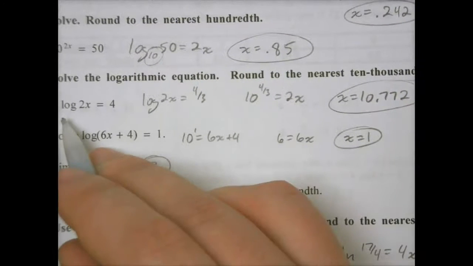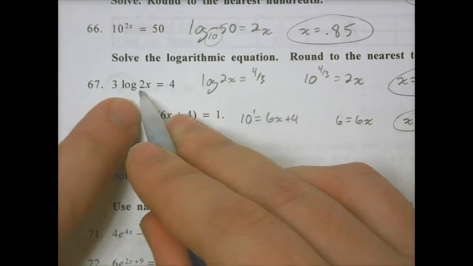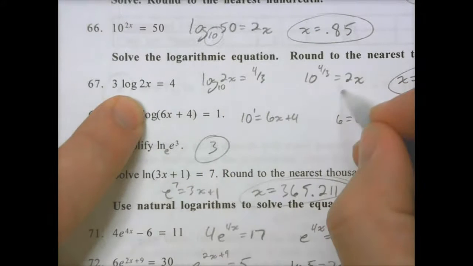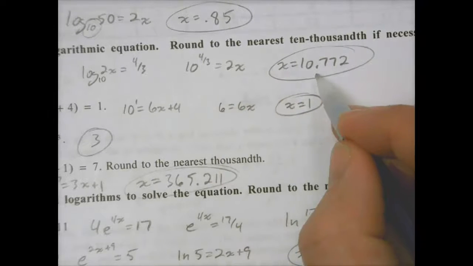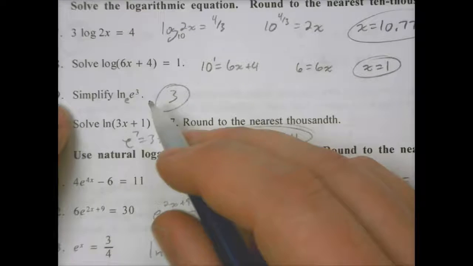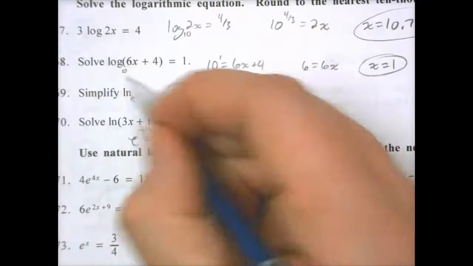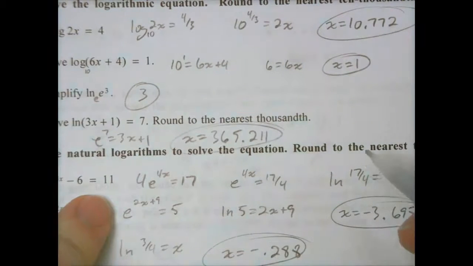Here, the only thing we need to do first is divide by 3 real quick, and then you can rewrite this in exponential form. So again, our base is 10, so 10 to the 4/3 equals 2x. And then write that in your calculator, divide the number by 2, come out with your solution. Here, we already have it in log form, so again the base is 10, so we have 10 to the 1st equals 6x plus 4, solve for x. You guys know how to do that.